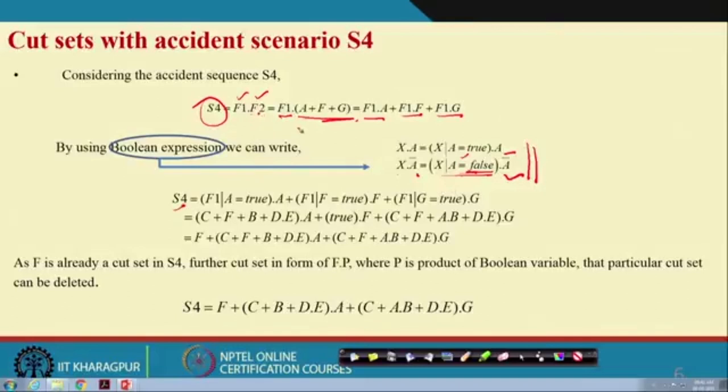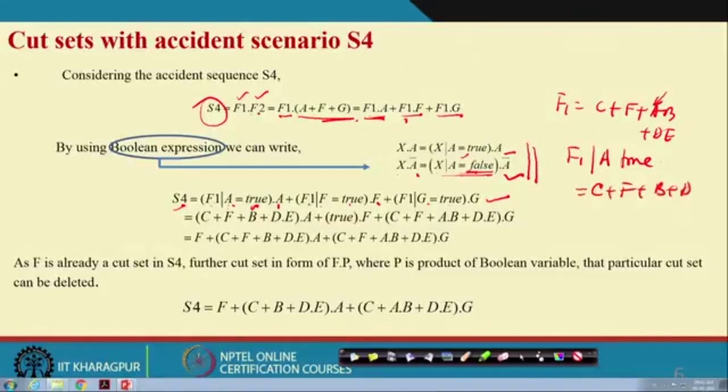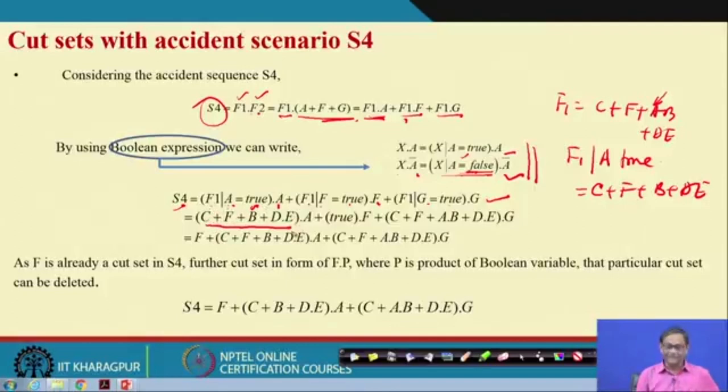You see S4, that means F1 given A true into A, the second one F1 given F true into F, the third one is F1 given G true into G. Now, F1 given A true. All of you know what F1 is? C plus A plus AB plus DE. Then F1 given A true, that means A will always be true, so this becomes C plus A plus B plus DE. So, as a result, you are writing F1 given A true is C plus A plus B plus DE, and into A.